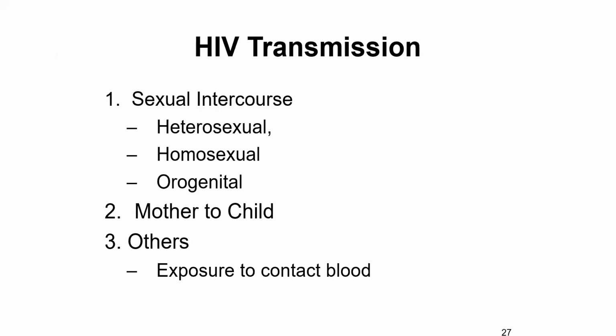Then in terms of HIV transmission, there are three main ways in which HIV is transmitted: sexual intercourse, mother to child, and others. For sexual, people usually tend to think of heterosexual, which is sex between men and women. But there are also other types of sex. We have heterosexual, homosexual, and also oral sex.